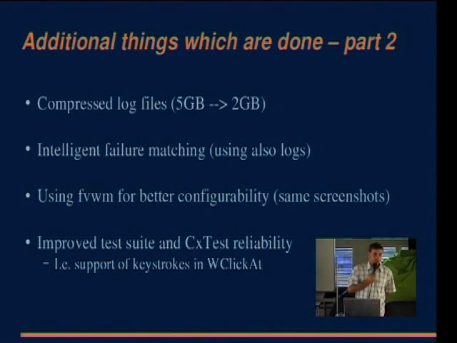Additional things, well, as we are collecting more and more results, we find out that managing the files is quite hard because the directory which contains the images and log files is big, so we made a compression. There is also a new algorithm which does the image matching. We will talk about that. We are using FVWM for better configurability because CxTest depends on the fact that the same error or bug is presented by the same screenshot. This is better achievable if you are using FVWM than Metacity. And also there were some minor improvements in the CxTest framework, which result in better reliability.